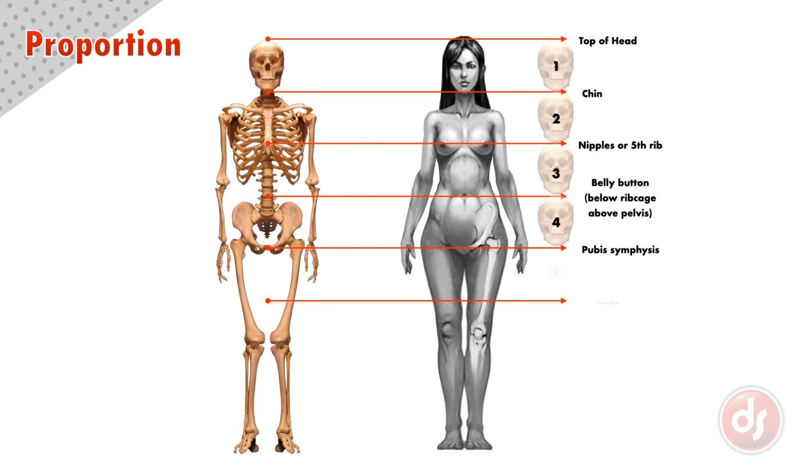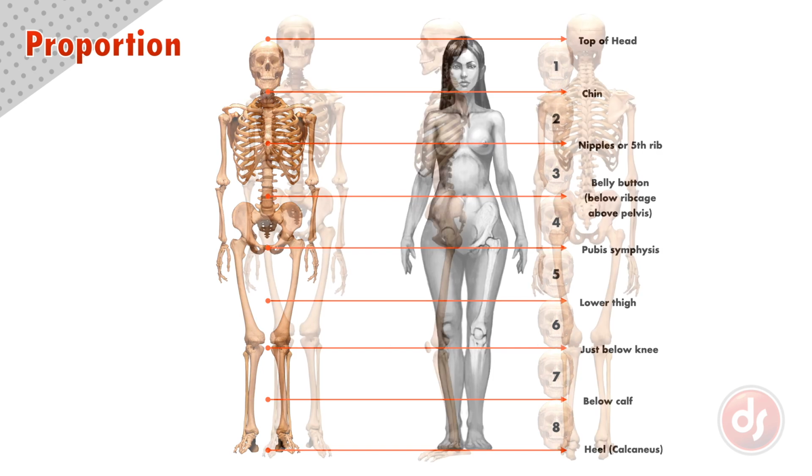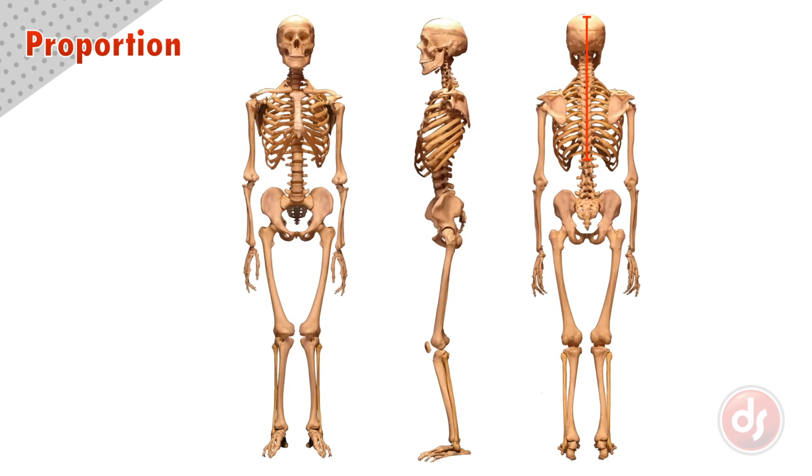The 5th head down lands in the lower thigh. The 6th ends just below the knee. The 7th is about the middle of the lower leg, below the calf muscle. And the bottom of the 8th head is measured at our heel bone or our calcaneus. We have to measure to our heel bone and not the bottom of the foot because the heel bone is more in line with our body, whereas the foot comes forward in space, oftentimes putting it in perspective.